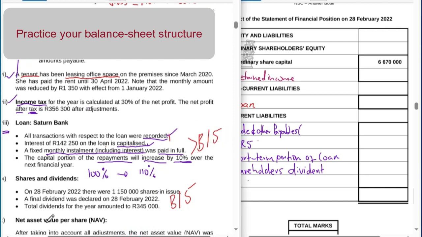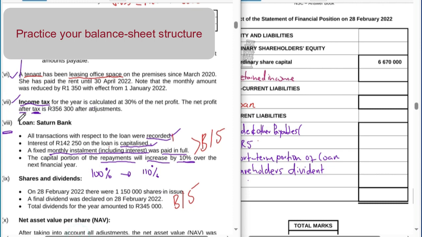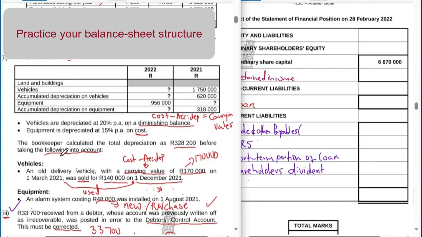And then it says that all transactions with respect of loan were recorded. And then interest of 14250 on the loan is capitalized, and then a fixed monthly installment including interest was paid in full. That is what we are looking for. And then the capital portion of the repayments will increase by 10% over the next financial year. So guys, now in this case we need to complete our loan.